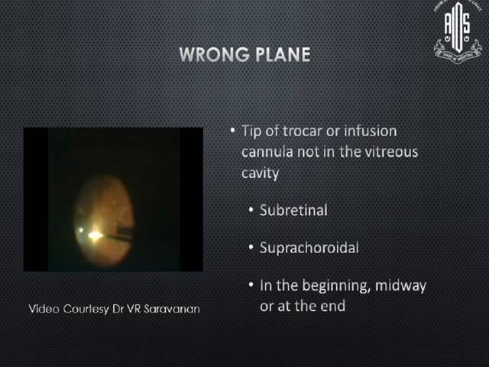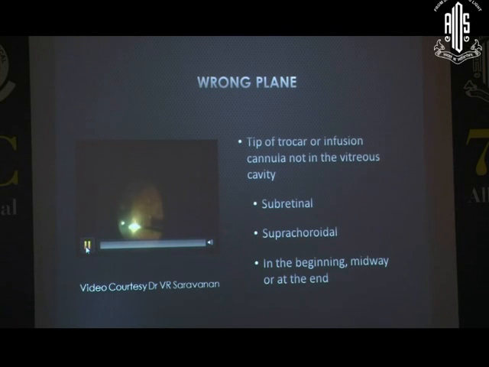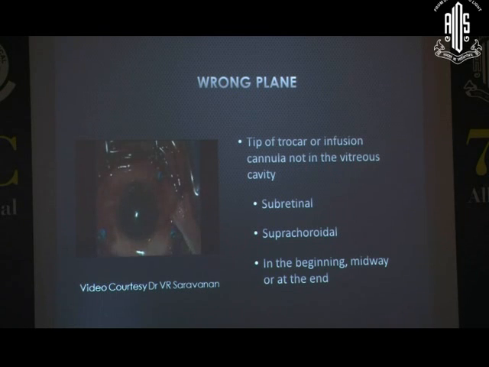A lot of times, even when you visualize the tip of the trocar clearly in the vitreous cavity, during surgery and during manipulation, especially scleral indentation, your cannula can slip into the subretinal space. Now, this is a case of a combined RD in a diabetic that was being operated upon, and the surgeon notices that there is a slowly rising mound in the inferotemporal quadrant. That was because the 25 gauge cannula had slipped into the subretinal space.